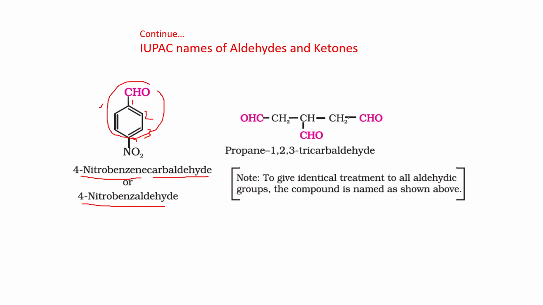Now in this case 3 CHO groups are present. In this situation, don't include the carbon of the CHO group in the numbering. That's why we will give the numbering 1, 2 and 3, and this is written like this: propane-1,2,3-tricarbaldehyde. Now why are we doing this? To give identical treatment to all aldehyde groups, the compound is named as shown above.